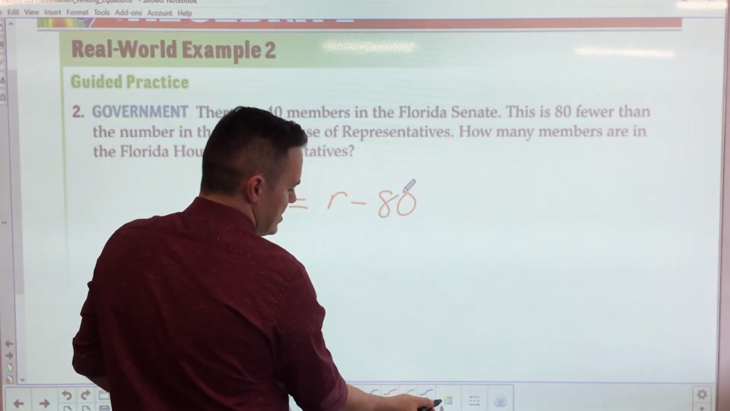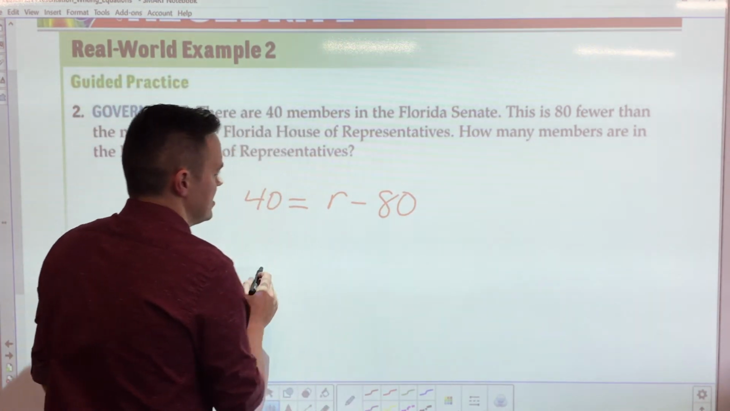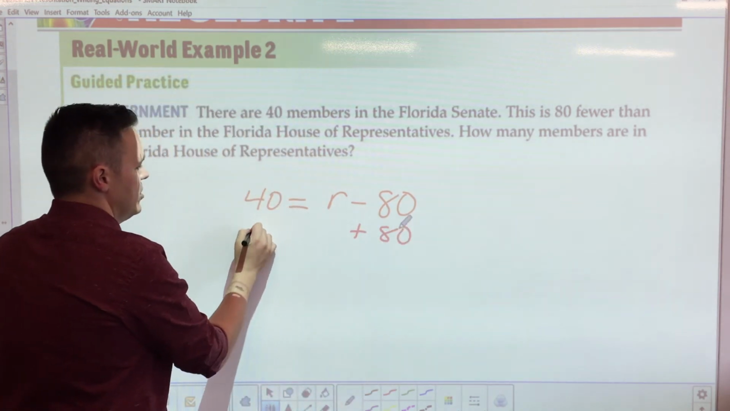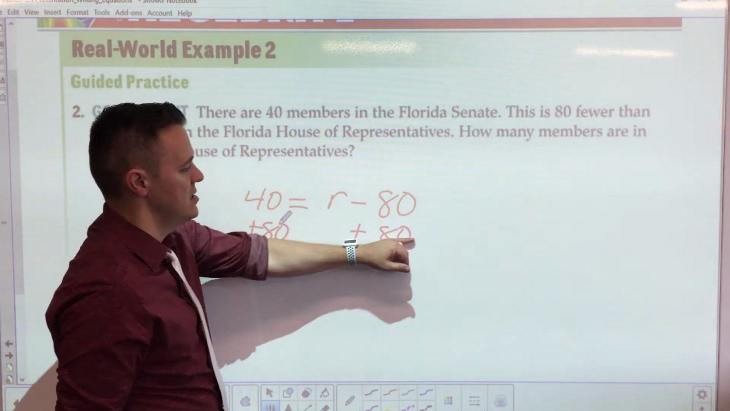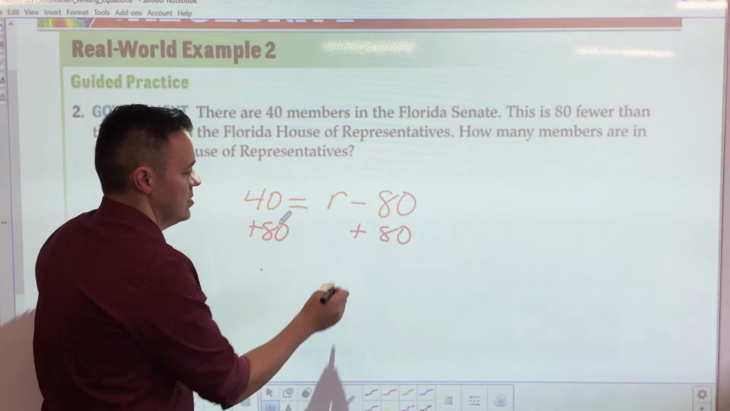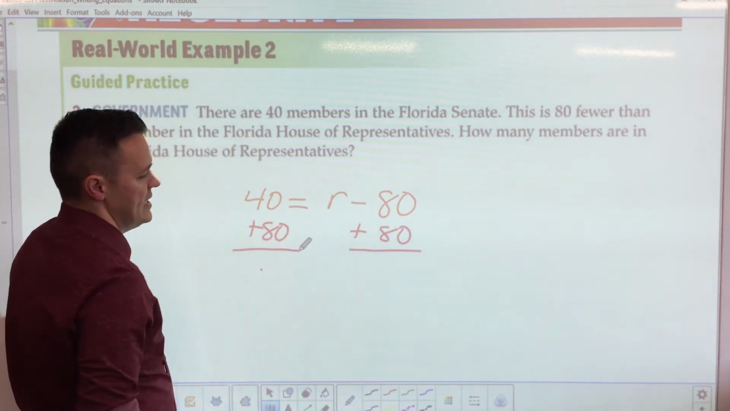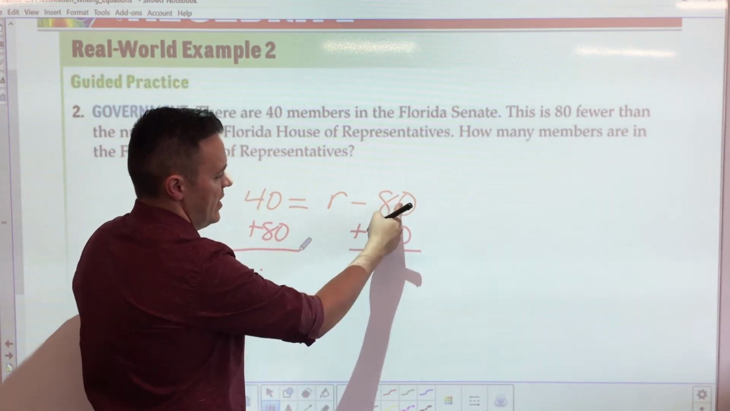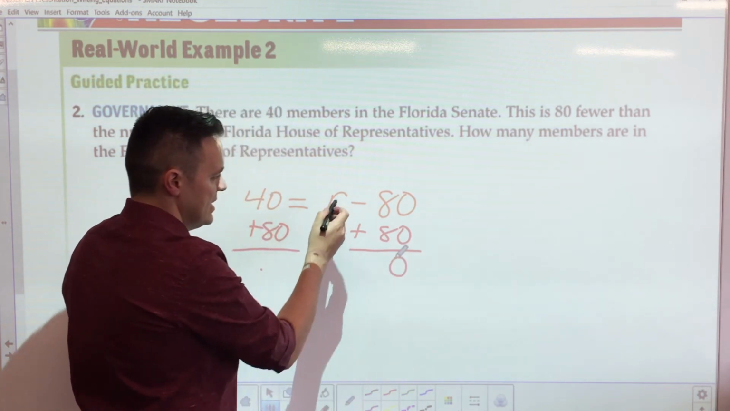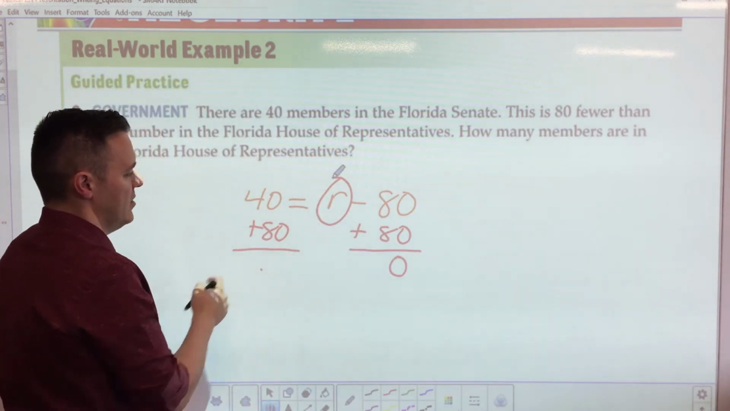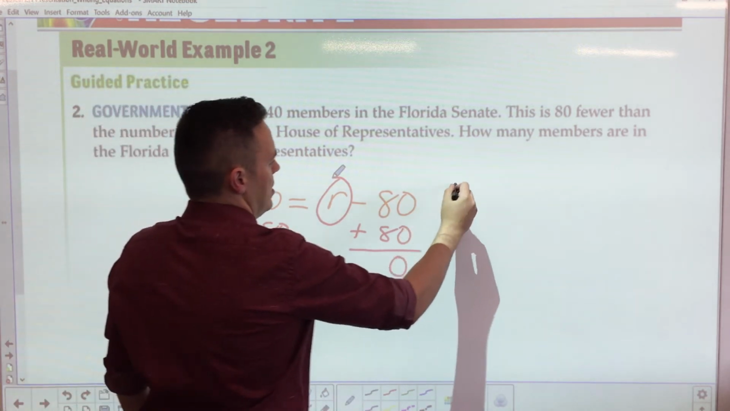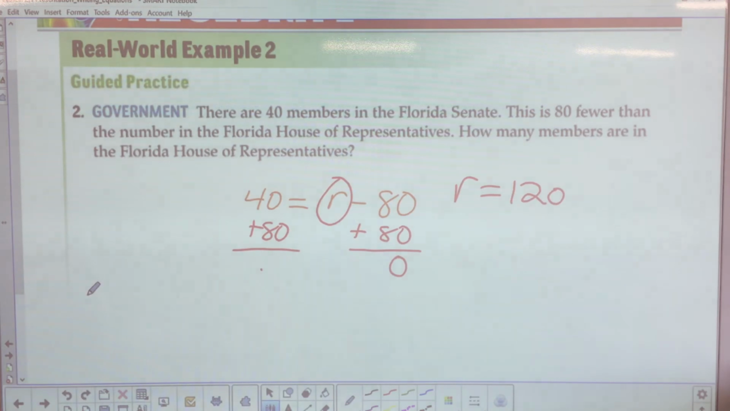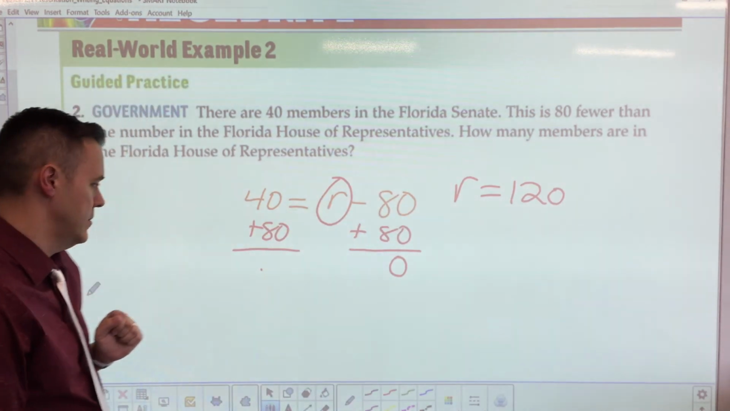Well, we need to isolate. Remember, we mentioned in class that you want to isolate the r by itself. So what you do is you want to create 0 in this instance. In order to do that, you would add 80 to both sides. Because if you add 80, then what do you get here? Negative 80 plus 80 is 0, so what is left on this side? Just the r by itself. What's 80 plus 40? r equals 120. So how many members are in the Florida House of Representatives? 120. Okay?